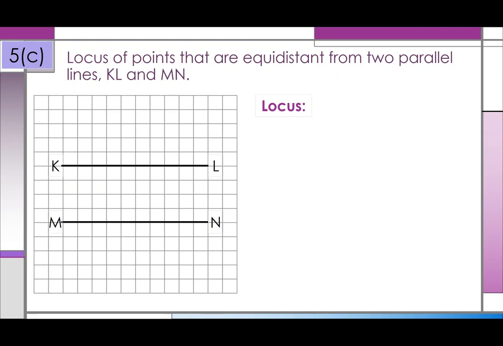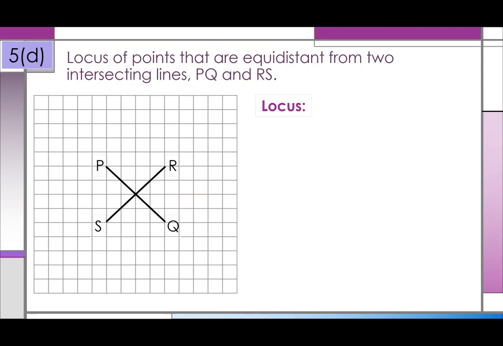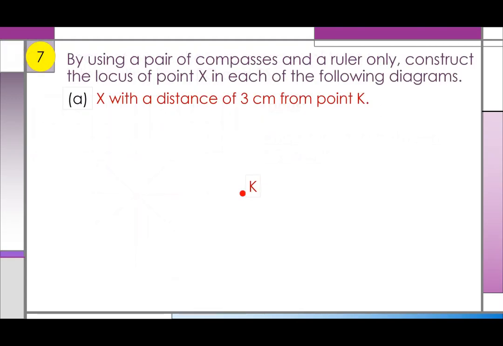5C, locus of points that are equidistant from 2 parallel lines, KL and MN. 2 lines, so equidistant from 2 lines, so sure it will be a straight line in the middle. Okay, so this is the straight line, in the middle of KL and MN. Number 5D, locus of points that are equidistant from 2 intersecting lines, so we need to make a bisector angle. So this is the angle bisector, okay. So, locus is the angle bisector between PQ and RS.